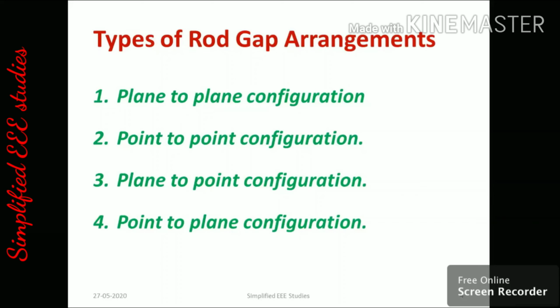But if you talk about point to point configuration, both the HV side and LV side are point electrodes. Similarly, regarding plane to point configuration, at the HV side we will be using the plane electrode, whereas at the LV side we are going to use the point configuration. So this is known as plane to point configuration. If I mention point to plane configuration, at the high voltage side we will be using a point electrode and at the low voltage side we will be using a plane electrode. So these are the various types of rod gap arrangement. There are many more configurations, but normally we will be employing these 4 configurations.